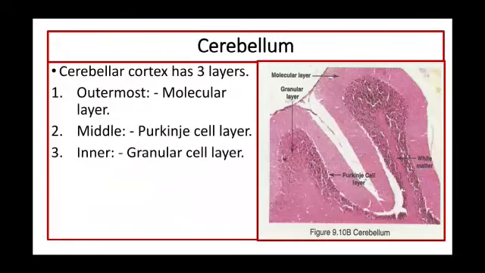So the cerebellar cortex has three layers. The outermost layer is called the molecular layer. The middle layer is called the Purkinje cell layer, and the inner layer is called the granular cell layer. So now we'll take up each of these layers separately.